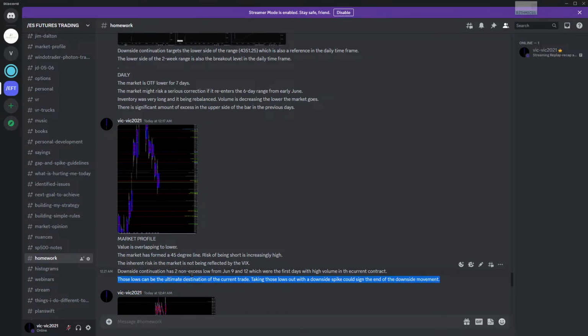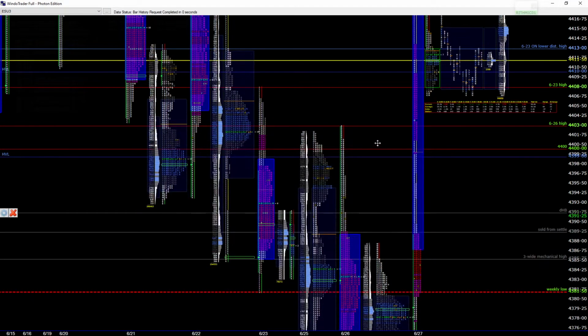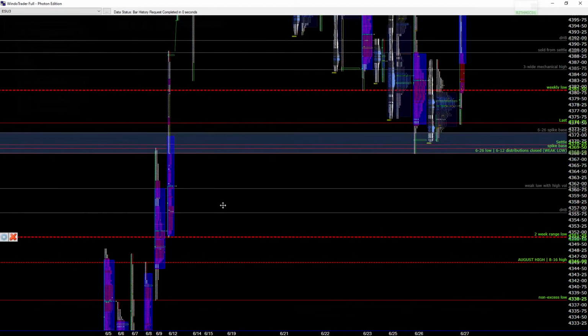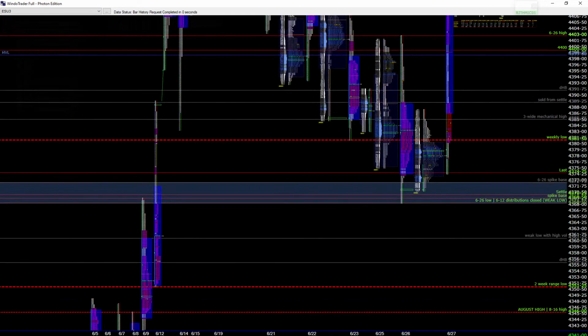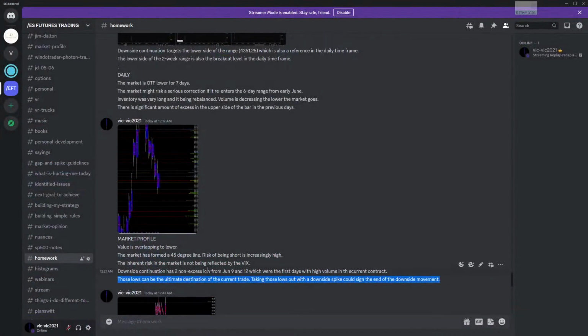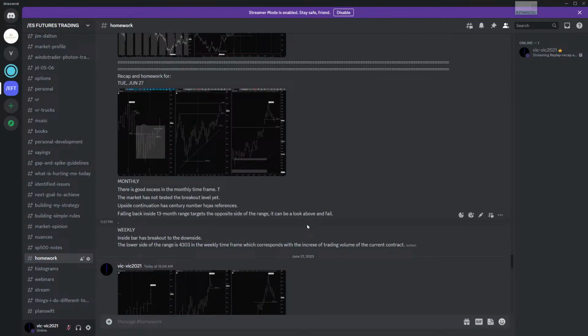Downside continuation has two non-excess lows from 9 and 12. What are these ones? These lows here, non-excess here and non-excess down here. And I consider these ones to be the most important, because this is when the September contract actually starts to trade. Volume comes up here. There's nothing here in these days. You start at 9 and 12. That's why I am paying attention to those 2 days. This could be the ultimate destination of the downside trade.